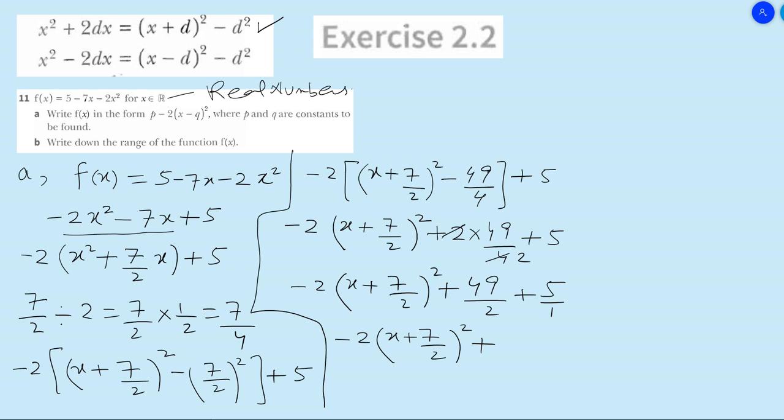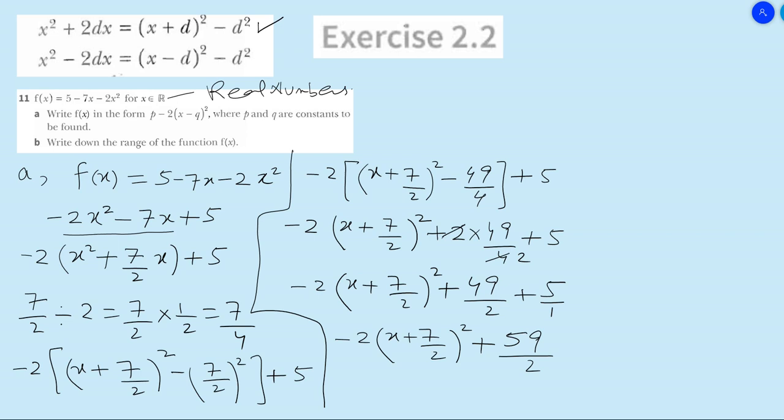So 2 fives are 10, and 10 plus 49 is 59 upon 2. But I want to confirm the answer. First, I will check all steps again. The question is minus 2x squared minus 7x plus 5. Taking minus 2 common, it will be x squared plus 7 upon 2 x plus 5, and half of 7 upon 2 will be 7 upon 4.